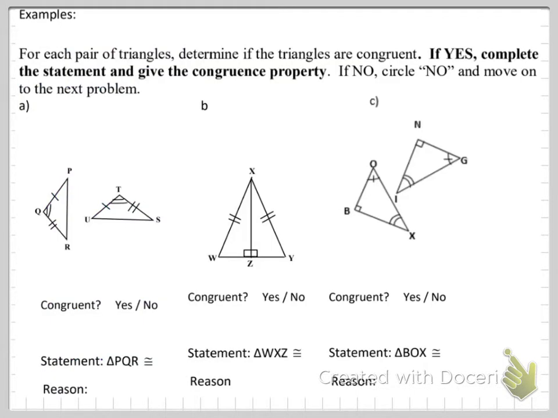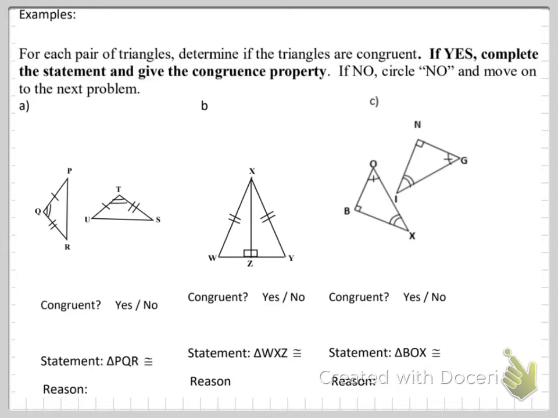Okay, so here we have some examples, and we're not going to do a full-blown proof just yet, although you and I are going to be doing that this chapter. We just want to be able to determine if the triangles are congruent or not. And if they are, you have to be able to justify why. So which one of those 5 reasons?